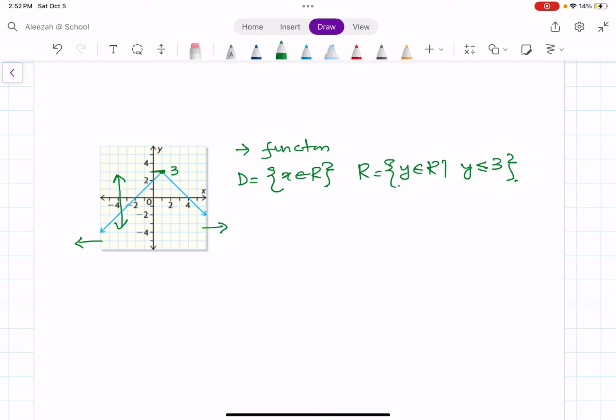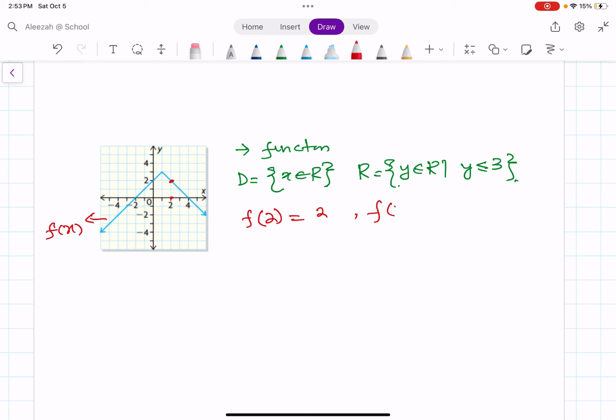Okay, next, what if I have to find the value of the function at a given point? Say I name this function f of x, right? What if I have to find f of 2? So when my x value is 2, just look at the y value. So the y value is also 2.